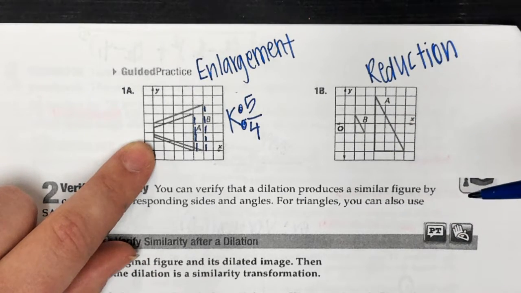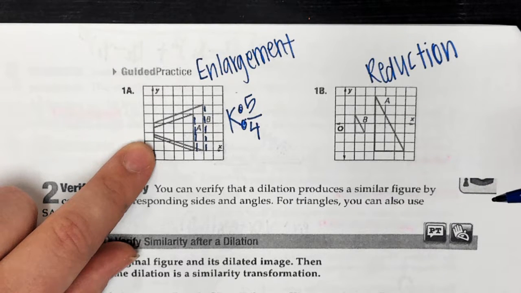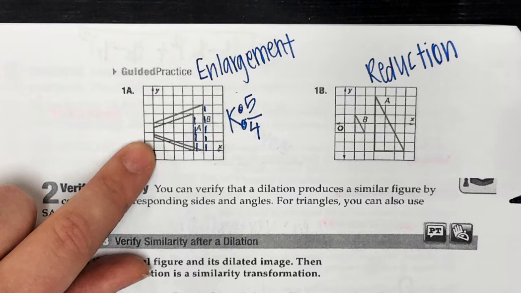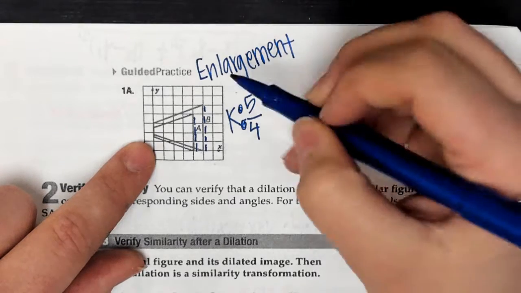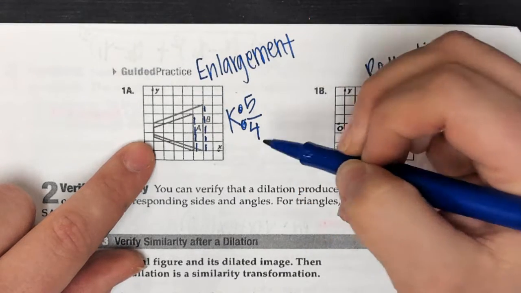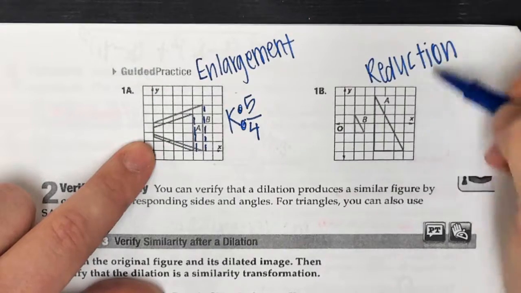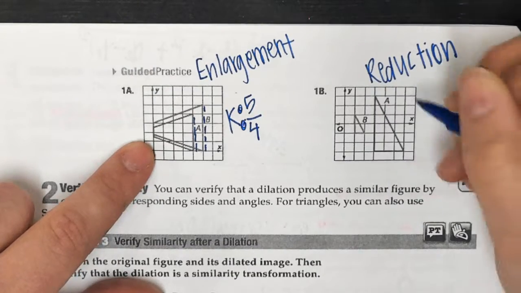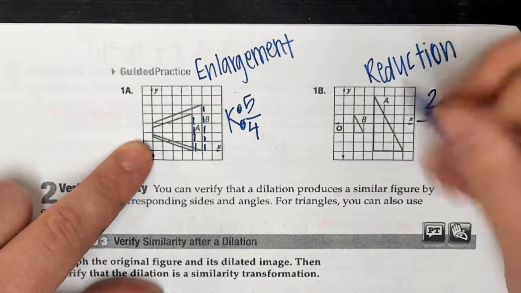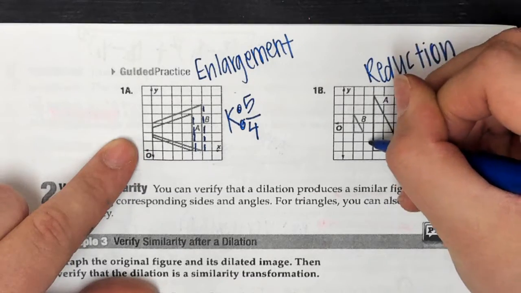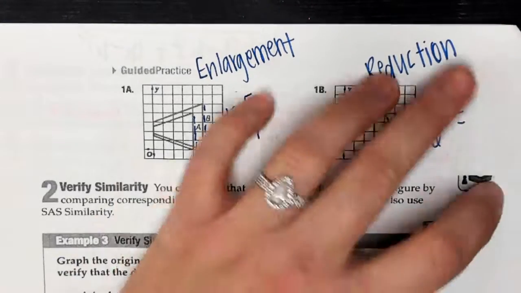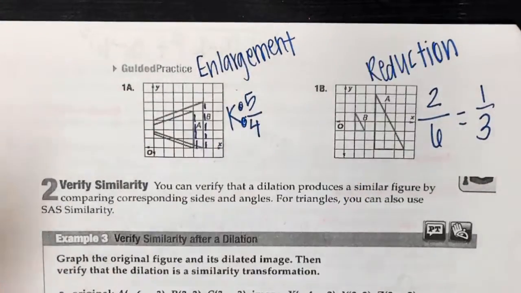Oh, you put whichever one you started with on the bottom. Whichever one you start with on the bottom? Put the end image on top. Yeah. So that just clicked in my head. I don't know if it does in yours. Enlargement, biggest over smallest. Reduction, it gets smaller. So smaller over largest. 1, 2, 3, 4, 5, 6. So the scale factor is 1 over 3. And it's always going to tell us A to B.